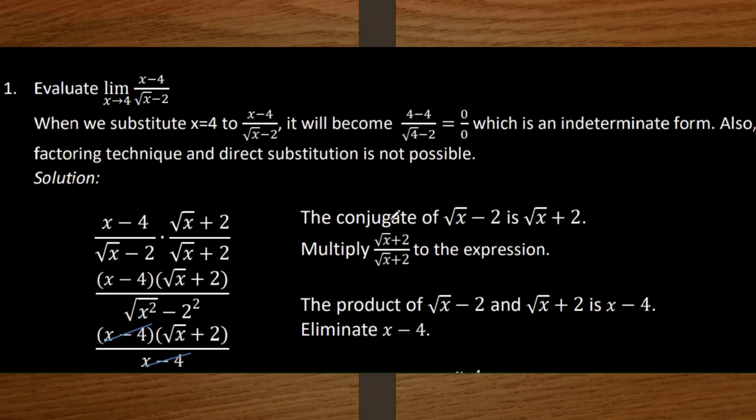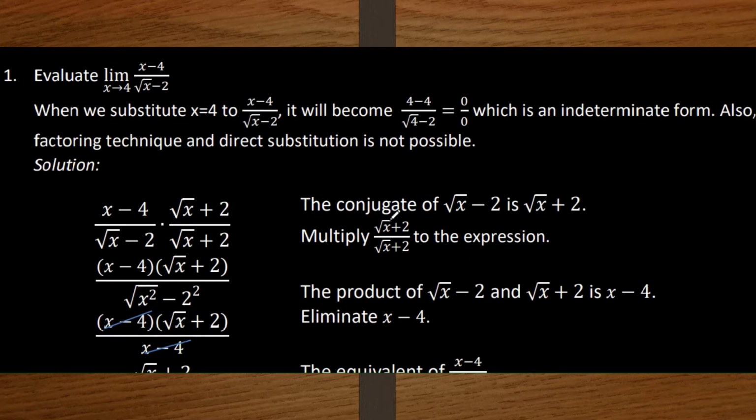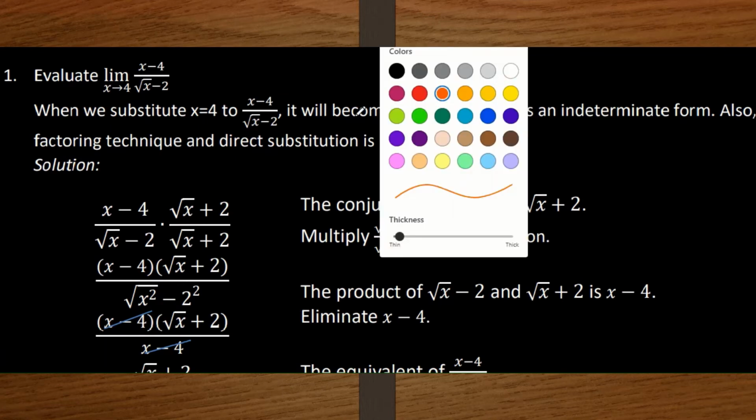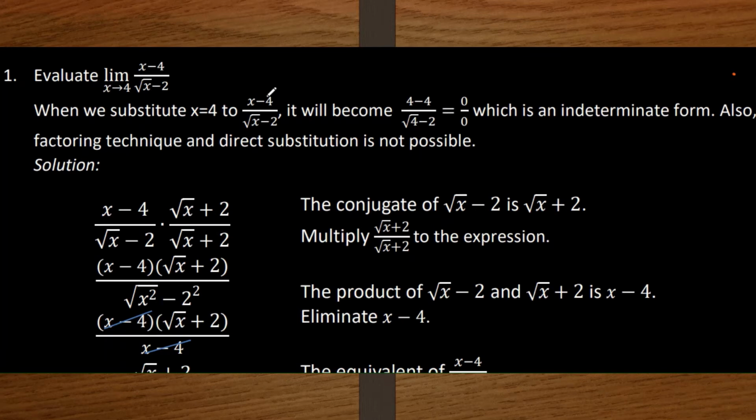So let us now use the conjugation. So here, if we try to evaluate the limit of x minus 4 divided by square root of x minus 2 as x approaches 4, okay, let's first verify. If we let x be equal to 4, then we have 4 minus 4 in the numerator, and the square root of 4 is 2, 2 minus 2 is 0. So we have an indeterminate form. That will now tell you that you have to make use of the conjugation. We cannot use factoring here because obviously we cannot factor it out.